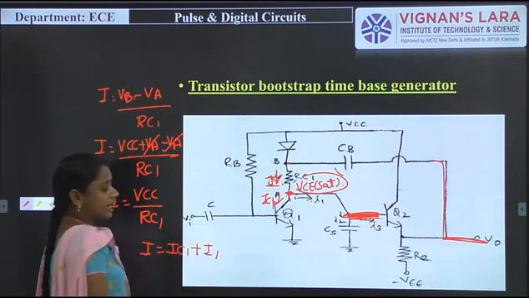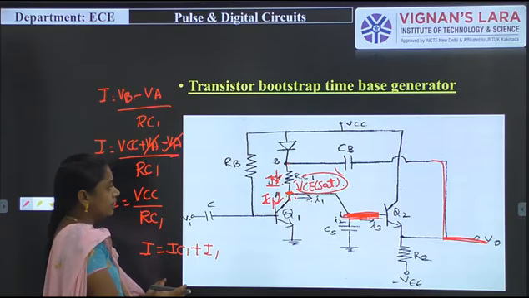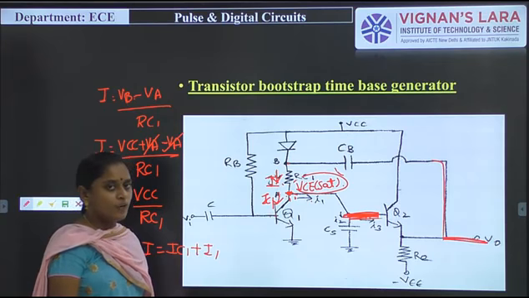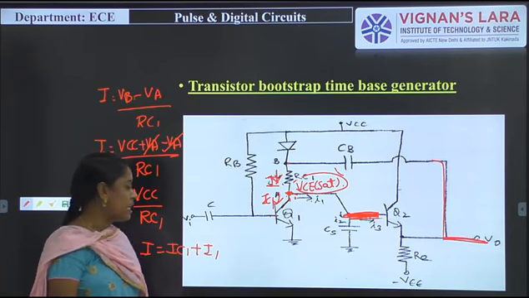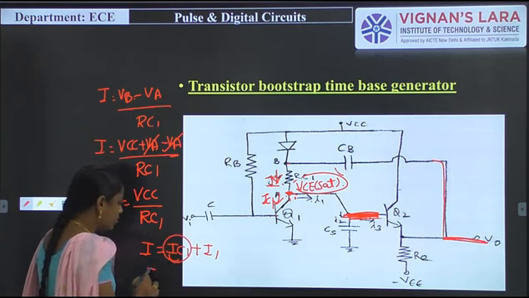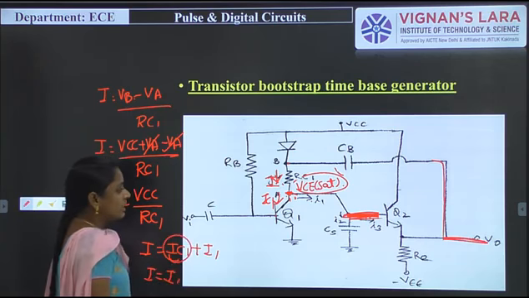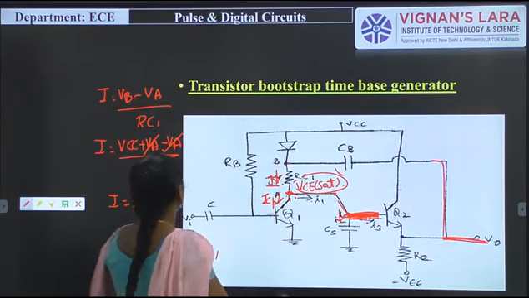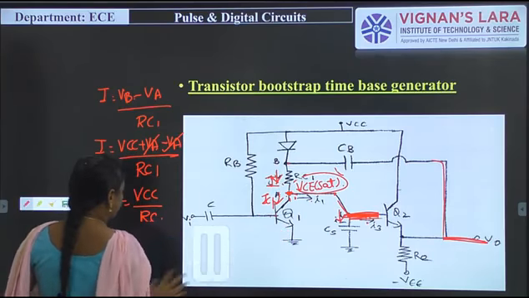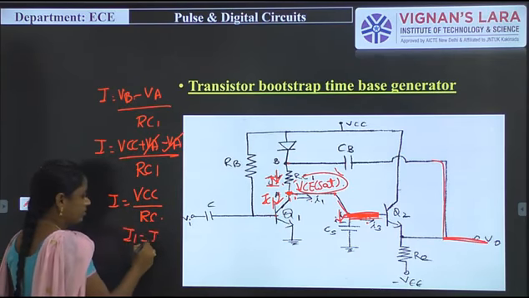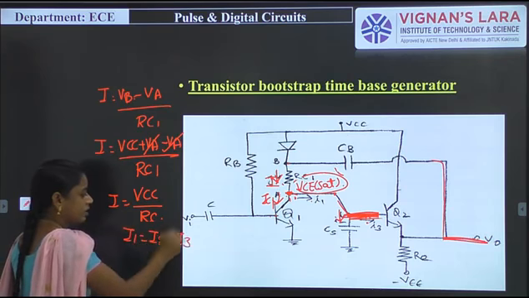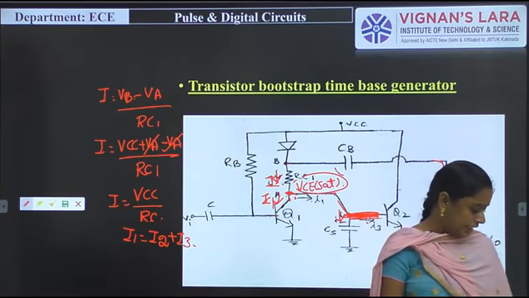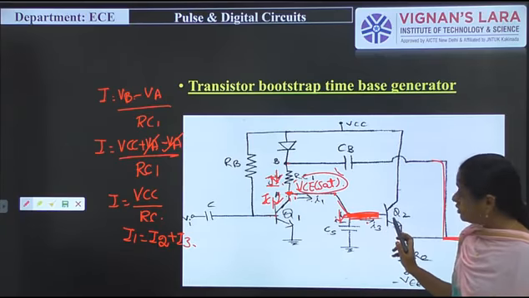In that particular time, I am applying a negative signal to the transistor Q1. What is the condition of Q1? Q1 is in the off condition. When Q1 is off, obviously the IC1 current will be 0. So simply we have to say that I is equal to I1. This I1 current is split here like this, that is I1 is equal to I2 plus I3.